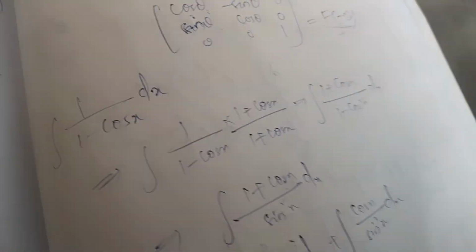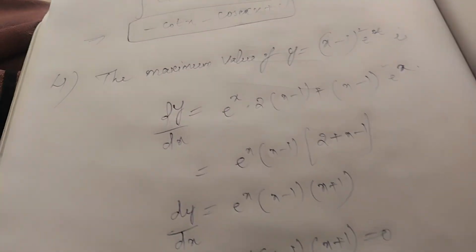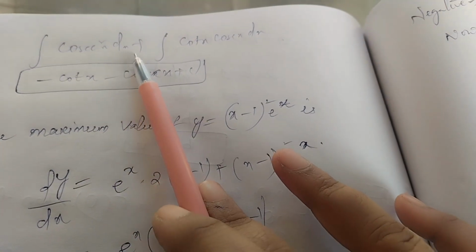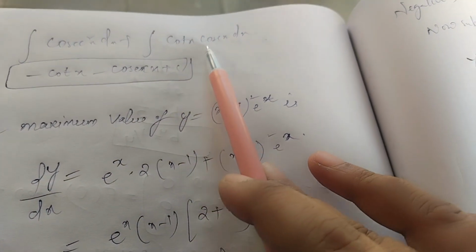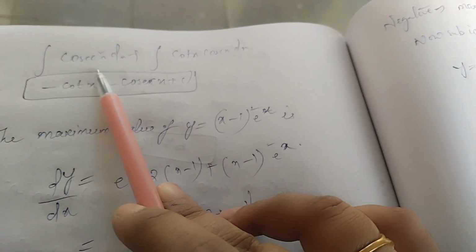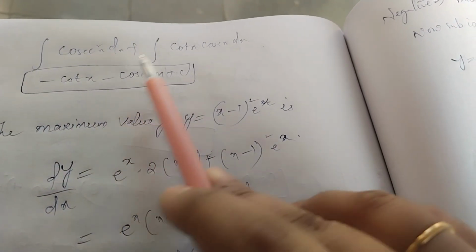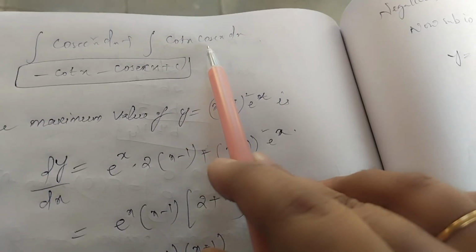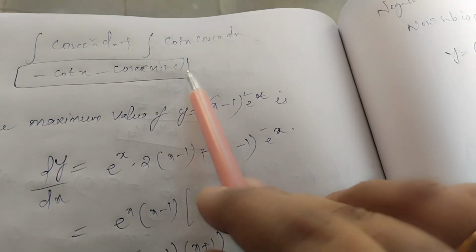1 by sin square x dx becomes cosec square x. That is the integration of cosec square x dx plus the integration of cot x cosec x dx we get. The integration of cosec square x is minus cot x, and the integration of cot x cosec x is minus cosec x plus c.